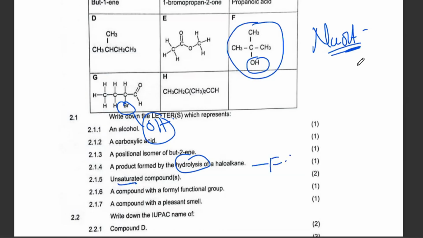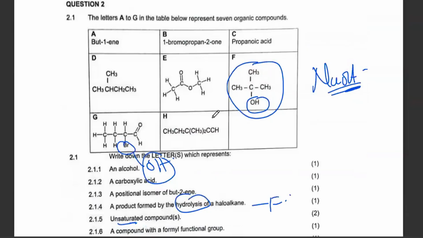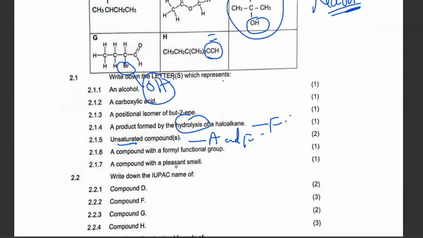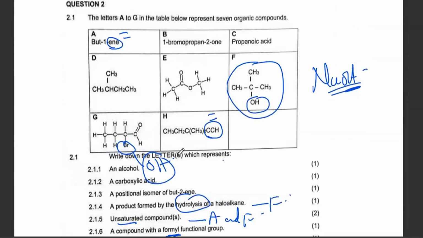Unsaturated compound with one or more double bonds between carbon atoms. So we have this and we also have this here. It shows that it has a double bond there. And also this one, it shows it has a double bond there. So it's going to be A and F. Then we go to the next one, which is saying a compound with a formyl functional group.